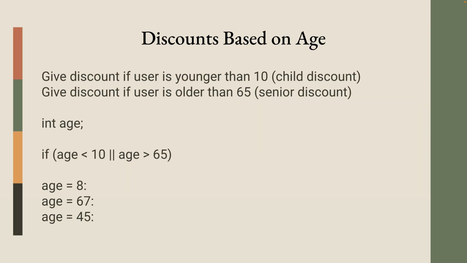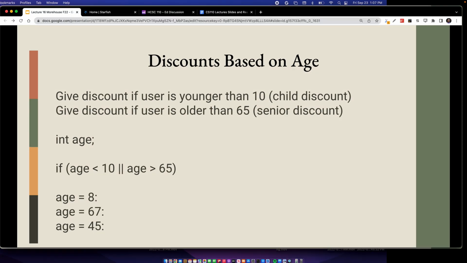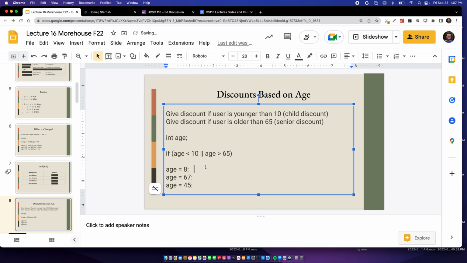Okay. The other symbol, does anyone remember what this symbol means? Or. So we have age is less than 10 or age is greater than 65. If either of those statements are true, then the overall statement is going to be true and we'll give the user a discount. So 8 less than 10, is that true or false? True. And greater than 65. False. Okay. And true or false, what does that come out to? True. Cool. 67 less than 10, false. Greater than 65, true. And that comes out to true. And then 45 less than 10, false, and 45 greater than 65, false. And that gives us false.